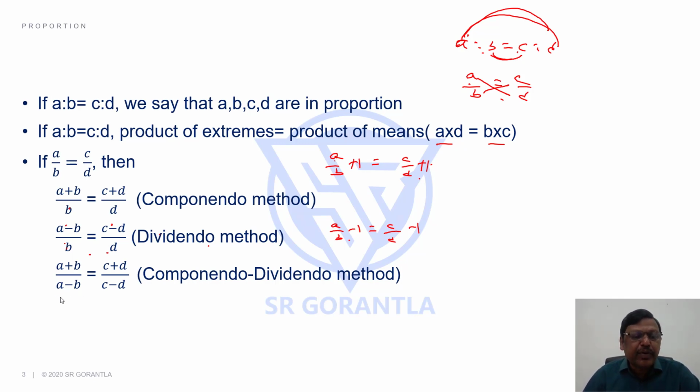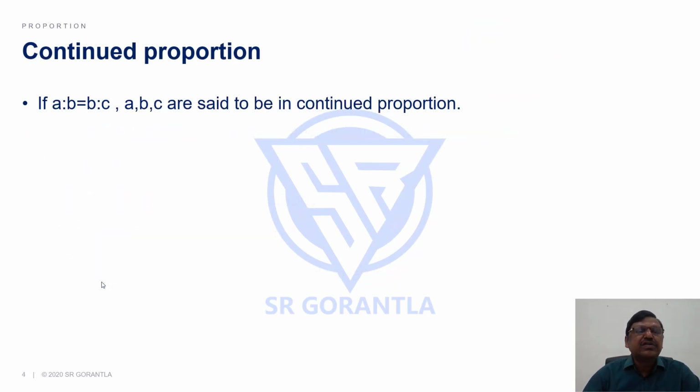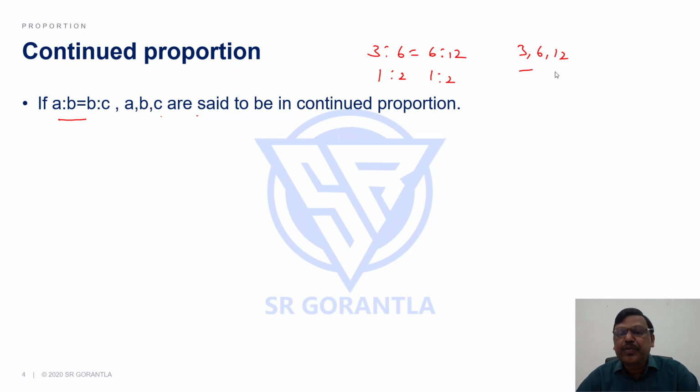This is called Componendo Dividendo Method. Very useful approach in simplifying especially some algebraic equations, right? Okay. Now, what is continued proportion? If A is to B equals B is to C, A, B, C are said to be in continued proportion. For example, 3 is to 6 equals 6 is to 12, because this is 1 is to 2, this is also 1 is to 2. So we say that 3, 6, 12 are in continued proportion.